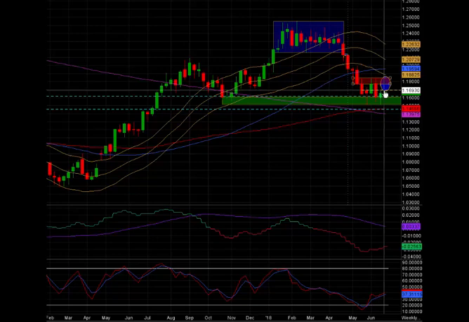So let's now go down. We'll go down below the daily chart. Let's look at the 4-hour chart.